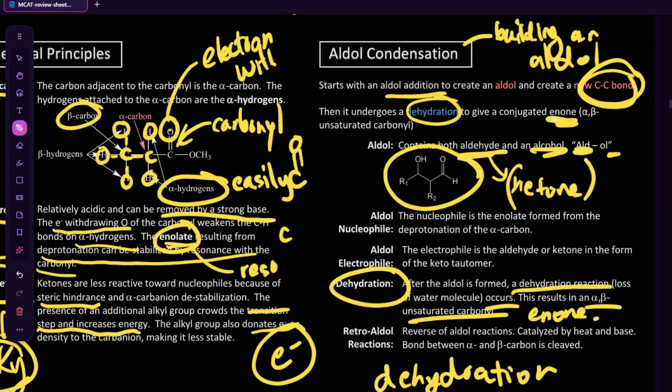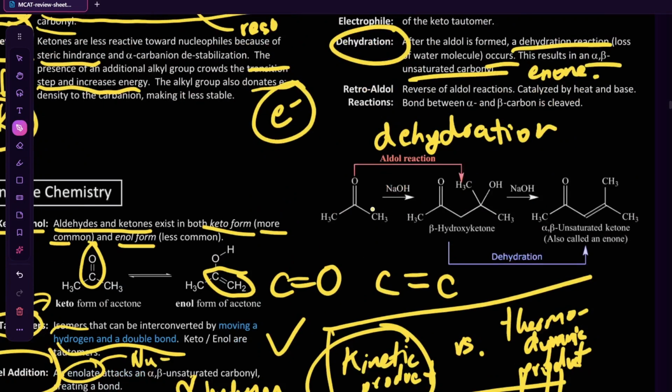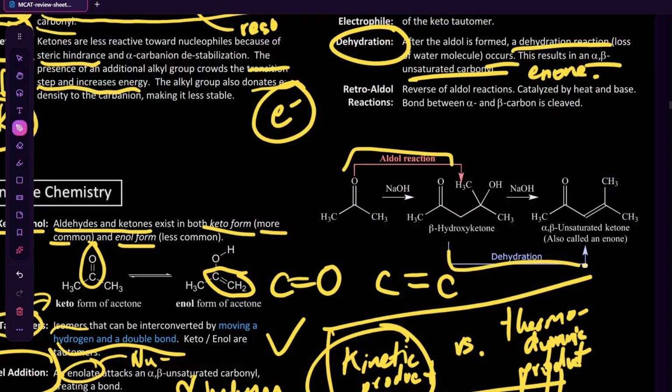All right, so again, two acetones. This is what we're talking about when you can have an aldol reaction and then a dehydration can occur, which is also called an enone. And so two acetones under NaOH.